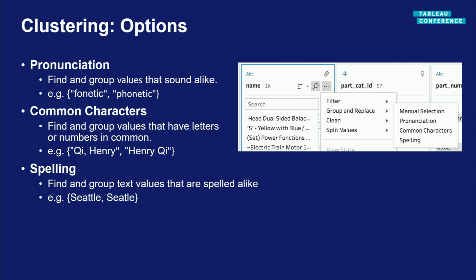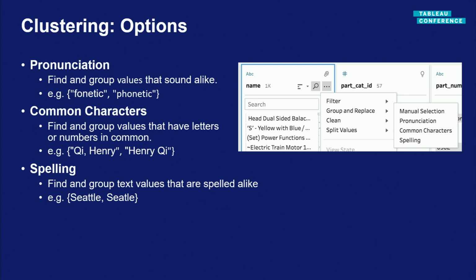Secondly, we have group by common characters. It is very common to see human names in different orders. For example, first name, last name, or last name, comma, first name, depending on different locales. So Prep can group all those values with common characters together to fix this issue.